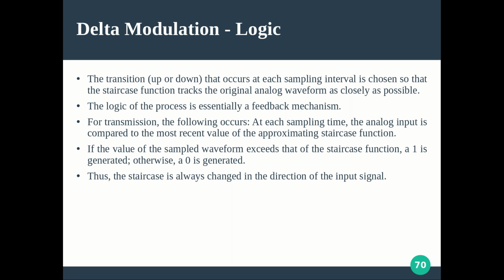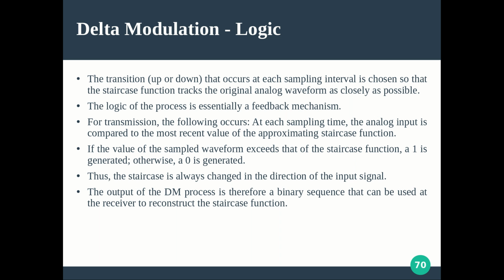The staircase is always changed in the direction of the input signal. If the signal is going up, the staircase function is also going up. When the signal starts moving down, the staircase function will also move down. The output of the delta modulation process is therefore a binary sequence that can be used at the receiver to reconstruct the staircase function. By looking at the staircase function, the receiver will construct the original signal, and then smoothen it to analog form.